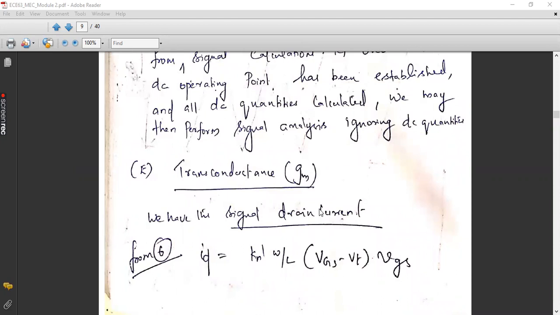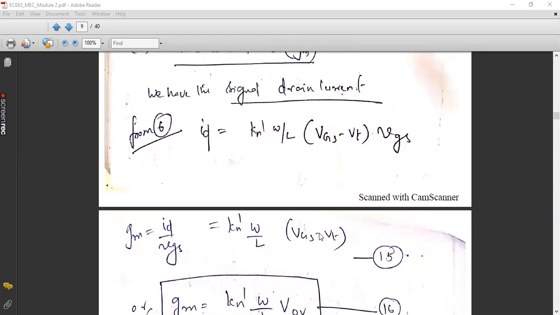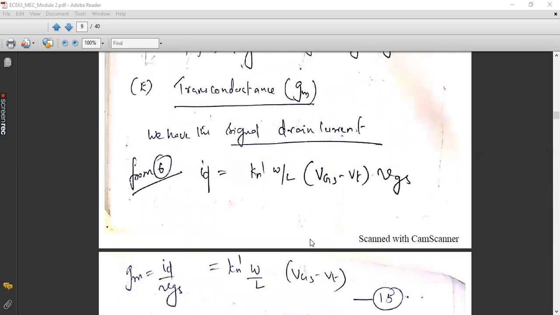Now, in yesterday's class, we learned one equation for the transconductance. That is gm is equal to Kn dash W by L into VOV, right? Similarly, we are going to derive two more equations for the transconductance in this class. So the question will be like this: derive three possible equations for transconductance. So you have to learn three equations for the transconductance, and based upon that, they may ask numerical problems. Okay. So you can take down these steps.